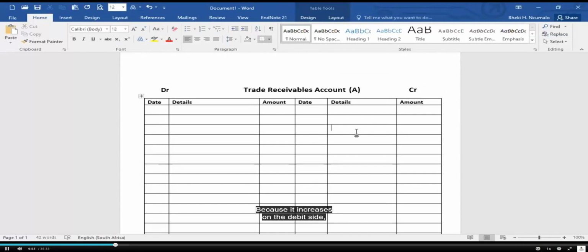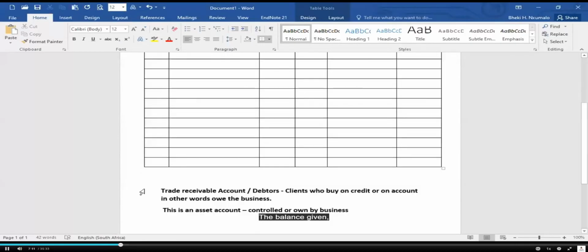When you deal with debtors or trade receivable, we are dealing with an asset. So that gives you an idea that whatever you do, you are dealing with your asset. The balance given, whether at the beginning or the balance brought down at the end, must be shown on the debit side because you are dealing with an asset account. Trade receivable, as I mentioned, refers to those clients who buy on account, on credit, or in other words, they will pay late, they owe the business. It's an asset account controlled and owned by the business.